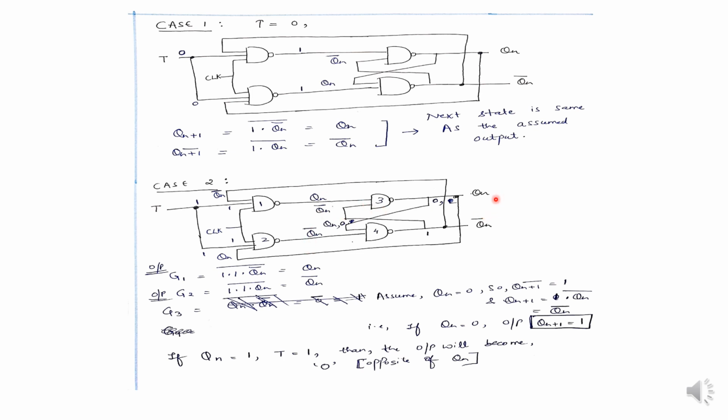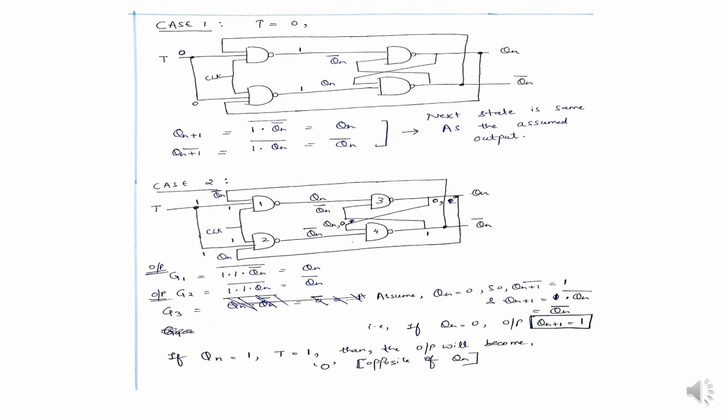Now what will be Qn plus 1? Output at gate 3. You can easily find from here. So we have to assume either Qn equals 0 or Qn equals 1. If we have assumed Qn equals 0, that means Qn bar equals 1, so obviously the output will be 1 here, and Qn plus 1 will be Qn bar. Okay, so the output is 1. So remember, if T equals 1 and Qn equals 0, the output is 1. If Qn equals 1, T equals 1, the output is 0. That means it is the inverse of the assumed output.